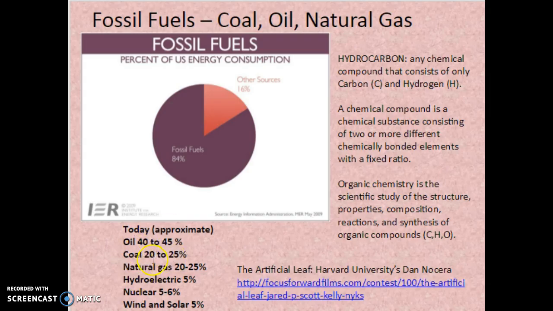So we're really looking at fossil fuels. These are the drivers of energy. So that means we need to at least get a basic understanding of hydrocarbon chemistry. That's any chemical compound that consists of only carbon and hydrogen. A chemical compound is a chemical substance consisting of two or more different chemically bonded elements with a fixed ratio. And lastly, we're looking at organic chemistry. This is the scientific study of structure, properties, composition, reactions, and synthesis of organic compounds, dominated by carbon, hydrogen, and oxygen. Where we find carbon, hydrogen, and oxygen, we find the ingredients for organic chemistry.